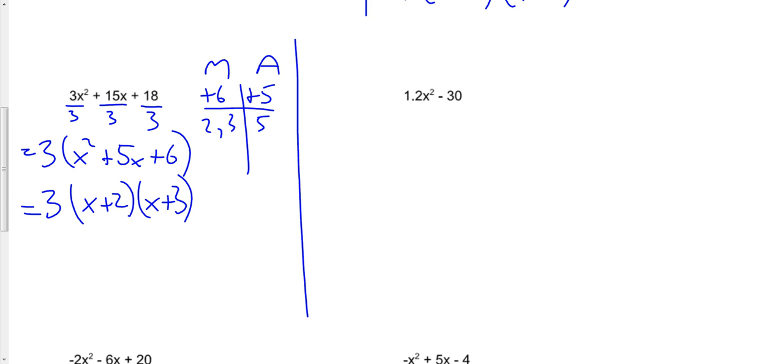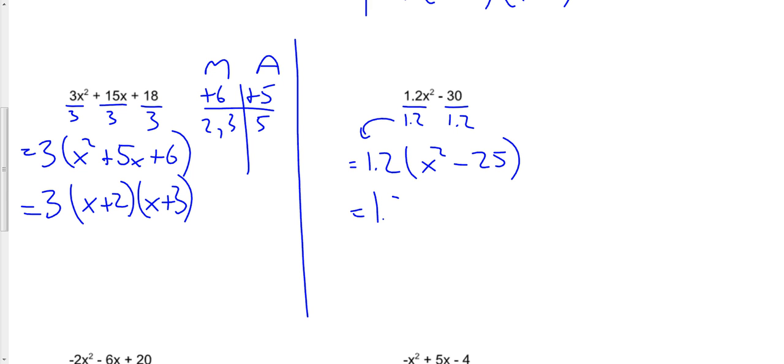Over here, I've got one a little trickier. I've got an a value that's actually a decimal, and that's okay. I can still divide by a decimal. So I'm going to divide both of these by 1.2, and I'm going to move that over. So it's going to equal 1.2 times x squared minus, so if I take 30 divided by 1.2, that gives me 25. Okay, so again, I have no b value. So my b value is actually 0.